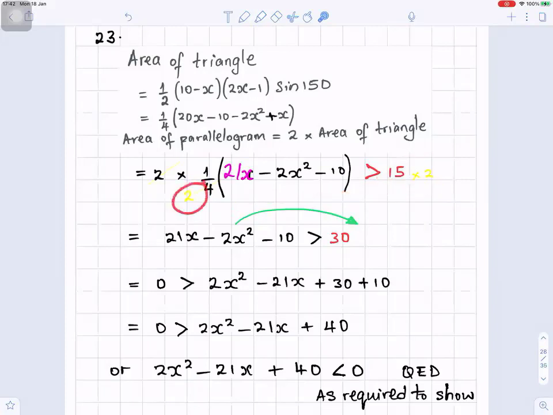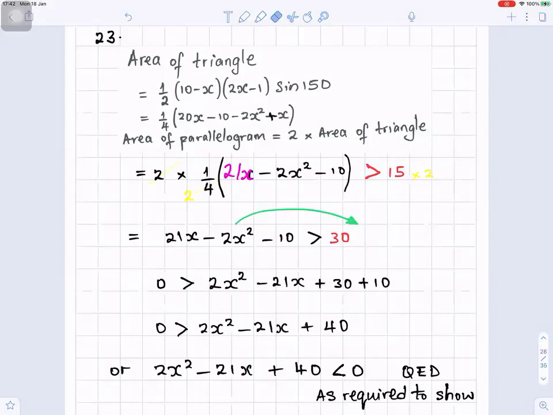It's divided by 2 on the left. We take it to the right, it becomes times 2. Now we bring everything to one side. So we take the minus 2x squared to the right, it becomes plus 2x squared. Take the plus 21x to the right, it becomes minus 21x. We take the minus 10 to the right, it becomes plus 10. So 30 plus 10 gives you 40. So that means 0 on the left is greater than 2x squared minus 21x plus 40.